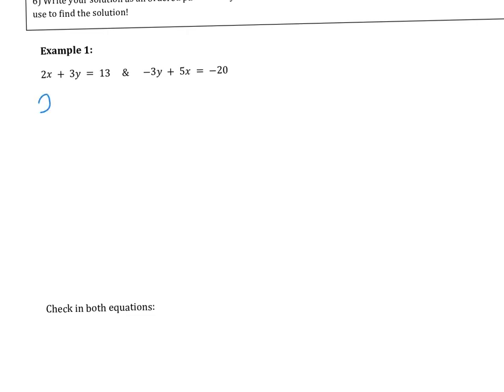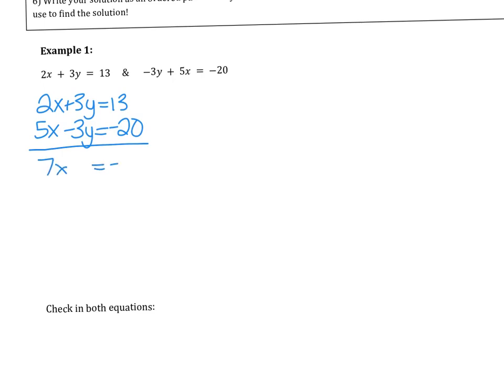So our first step is to line up our two equations vertically above one another. So I have 2x plus 3y equals 13 and 5x minus 3y equals negative 20. I lined up my like terms above one another. Now I can add my two equations together. The reason why I will do that is because I know that 3y and negative 3y are additive inverses. So when I add these equations together, I get 7x equals negative 7. My y's canceled. When I solve this, I get x equals negative 1.